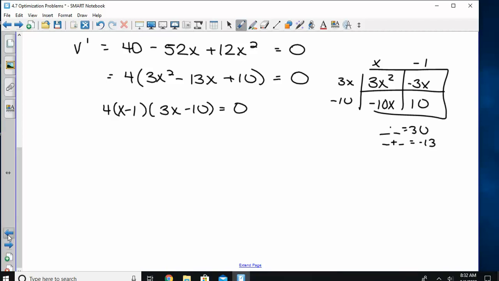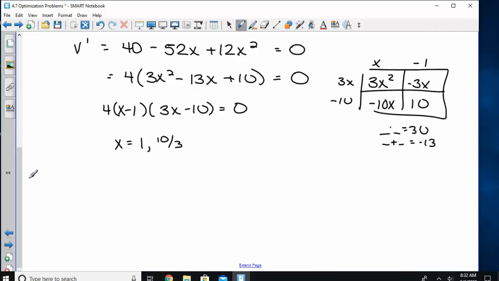So now a quadratic equal to 0, we just set each piece to 0. Does 4 ever equal 0? No, so we ignore it. What makes x minus 1 equal 0? And 3x minus 10? Okay, this one we didn't write down our domain. So that means when I get to the end, I actually have to think through and see which ones are reasonable answers.